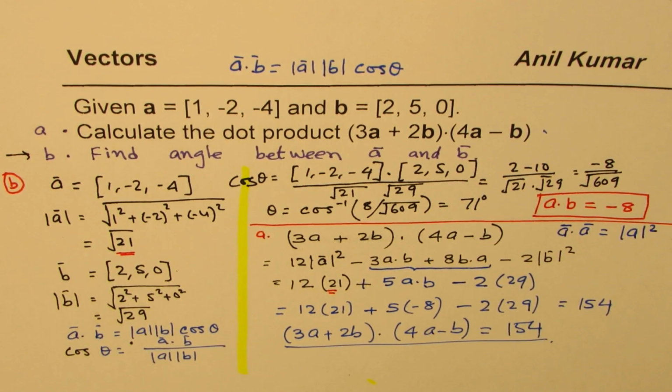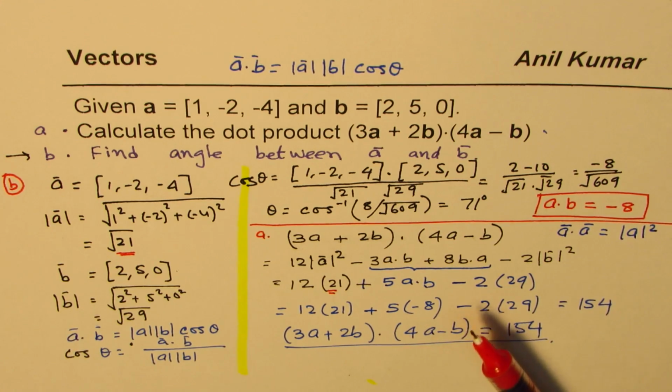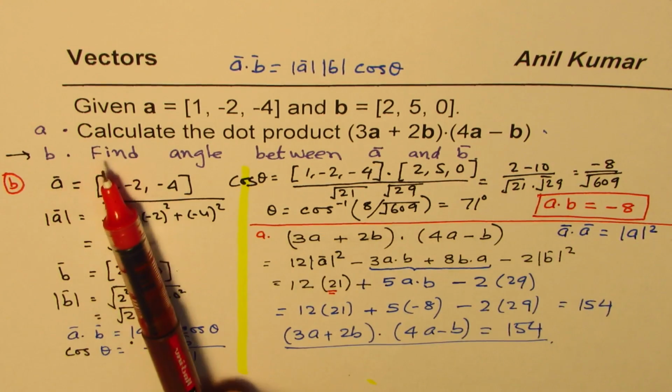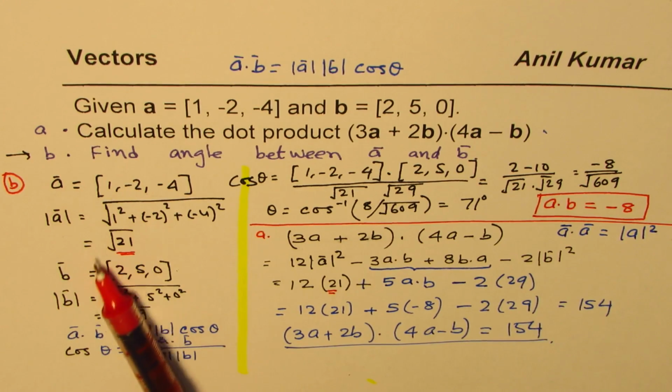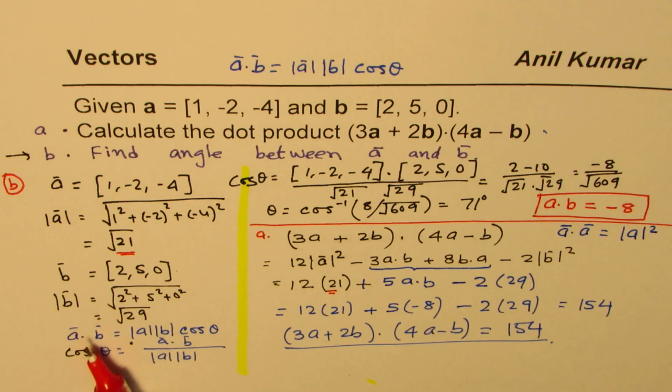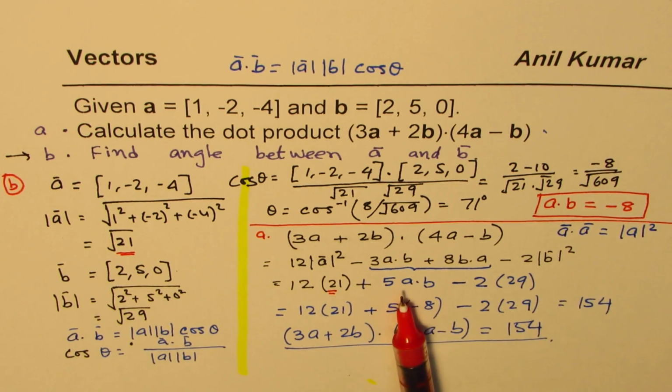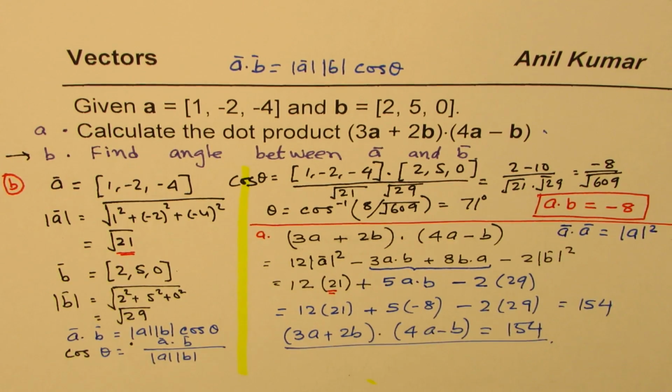So I hope you understand how we can sometimes change our approach. We can do part B, where we actually evaluate everything required to solve for A, and then solve A. So that's the strategy which we have learned in this question.